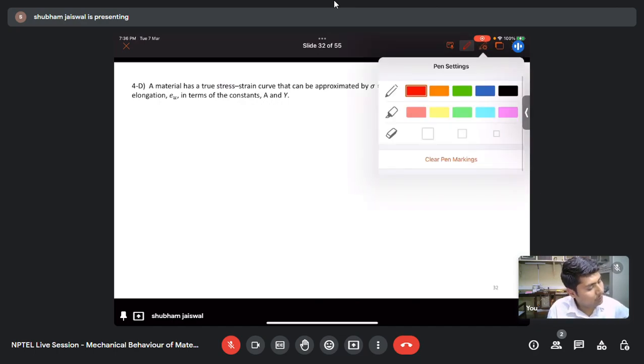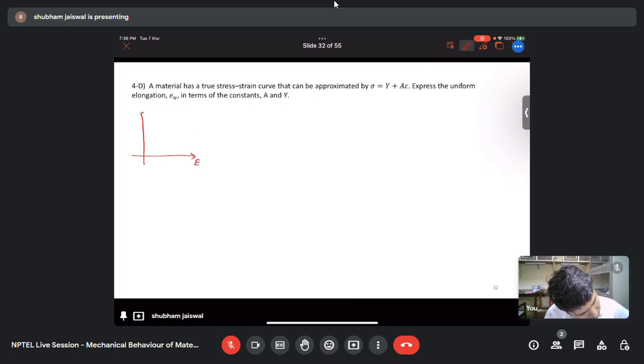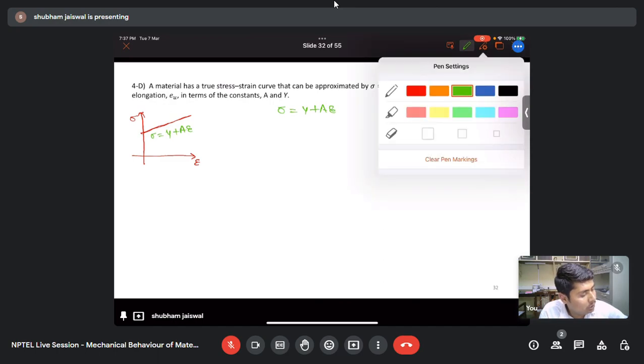This is the equation of a straight line. So we have some graph something like this. This is the graph, and it is following the equation sigma equal to y plus a epsilon. They are asking us to find out the uniform elongation in terms of constants a and y. It is somewhat similar to the previous question, so please try to answer it. So we have the equation sigma equal to y plus a epsilon.